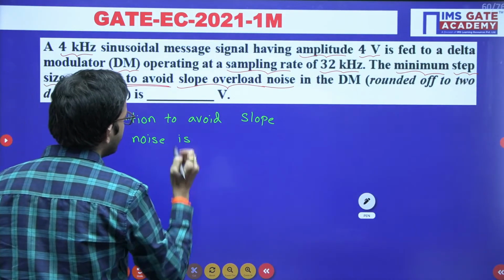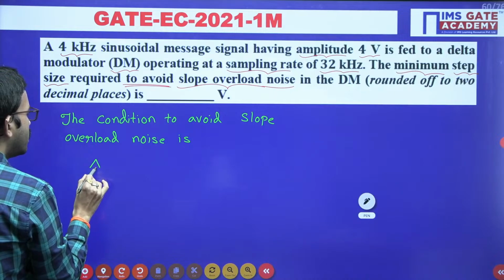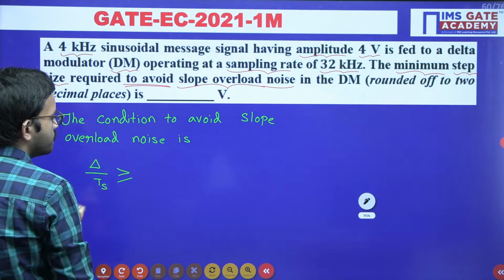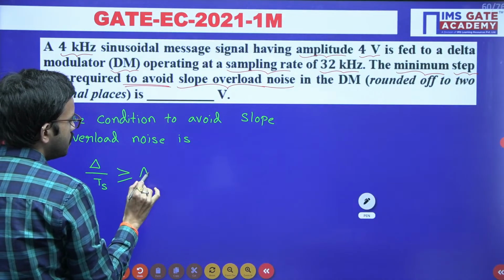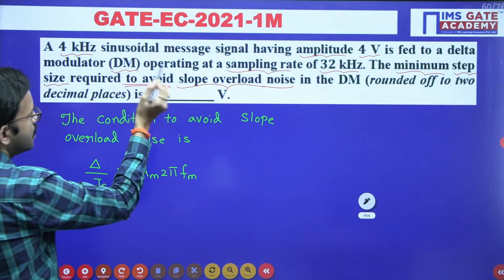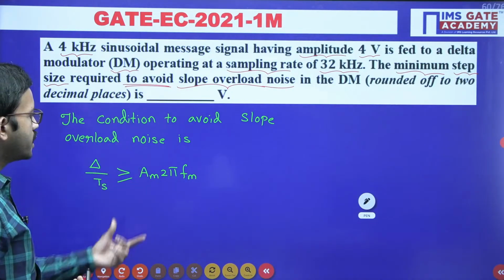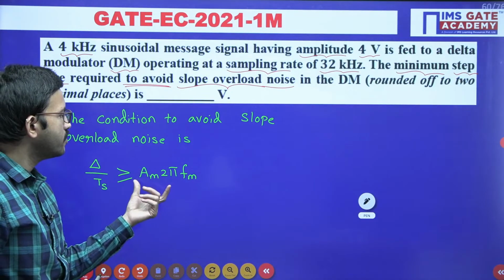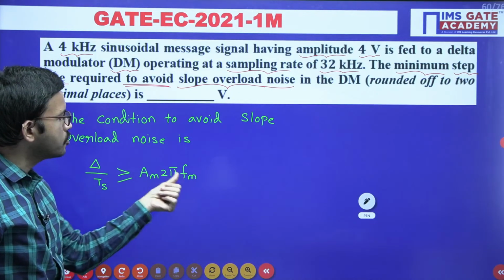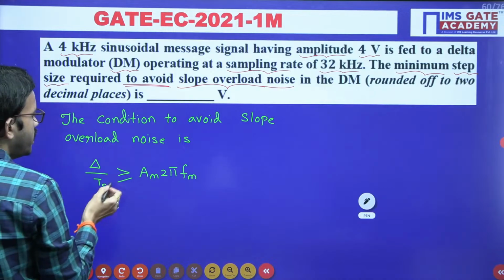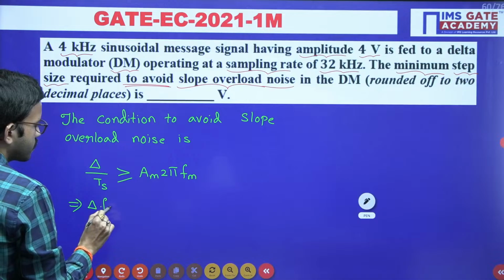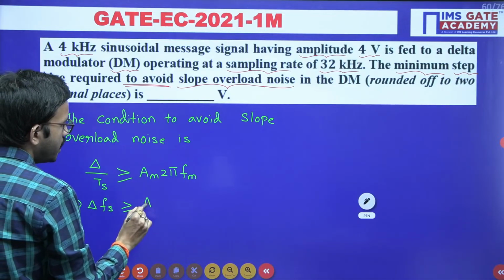To avoid slope overload noise, delta by Ts greater than or equal to AM 2 pi FM. Whenever you are having the message signal either sine or cos, that time you will get the magnitude of dm of t by dt as AM 2 pi FM. Okay. So here 1 by Ts we can write as sampling frequency Fs, greater than or equal to AM 2 pi FM.